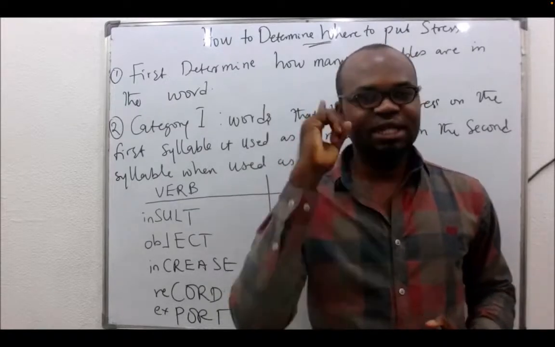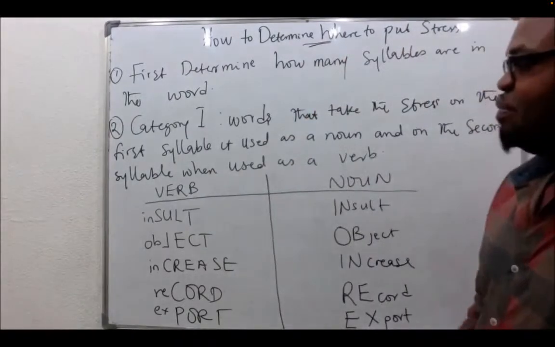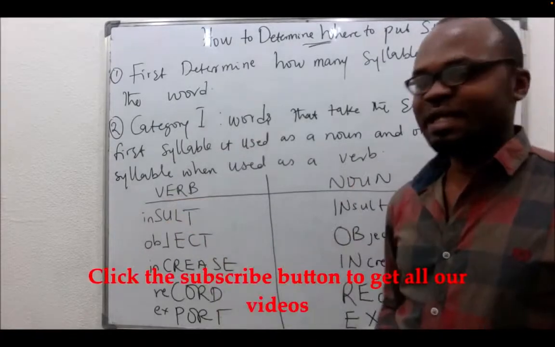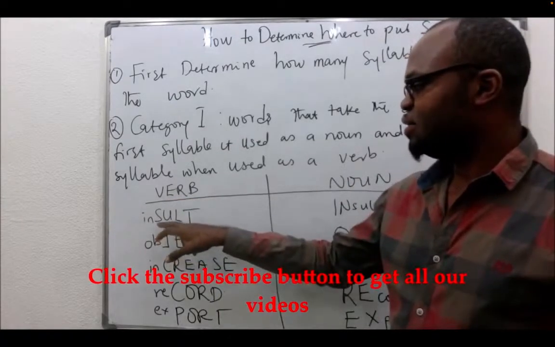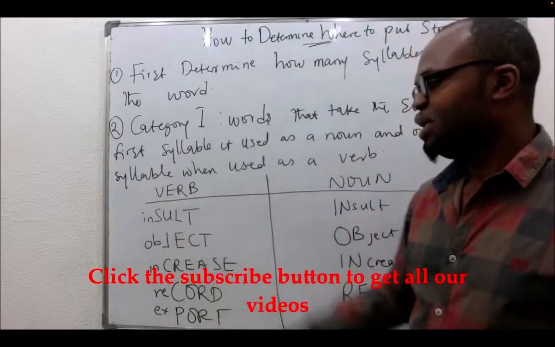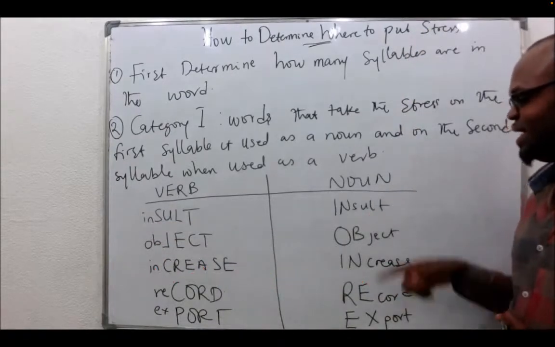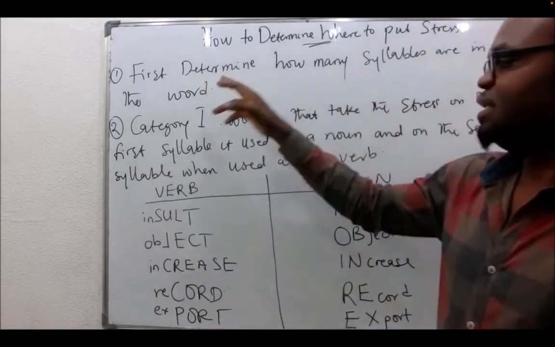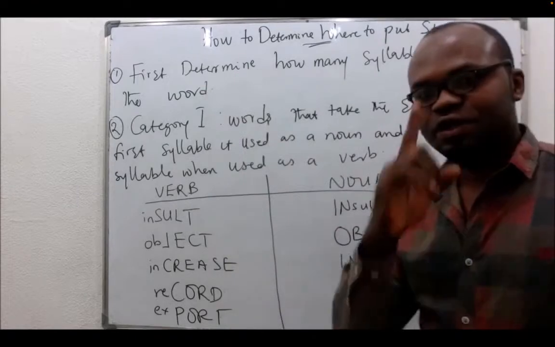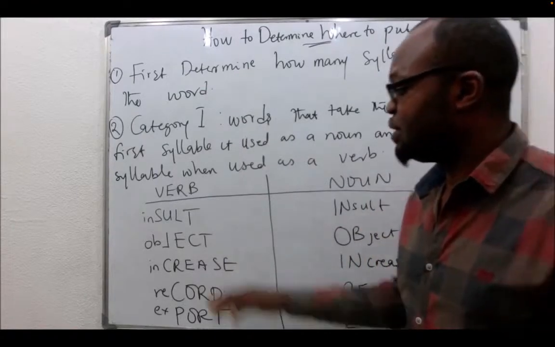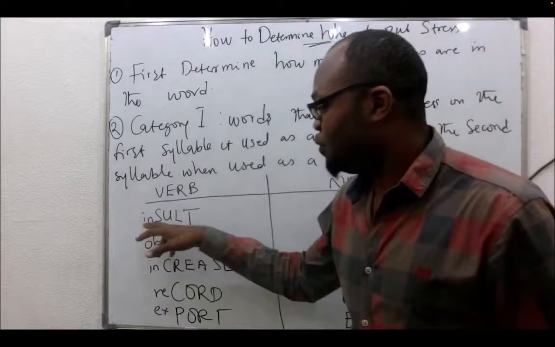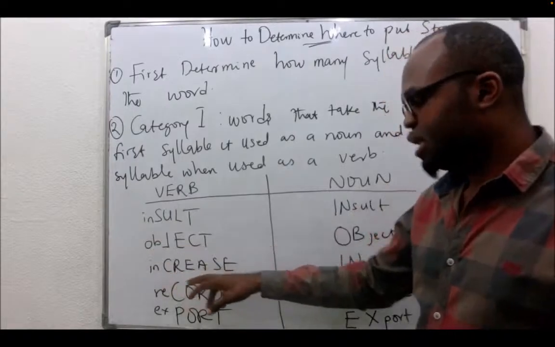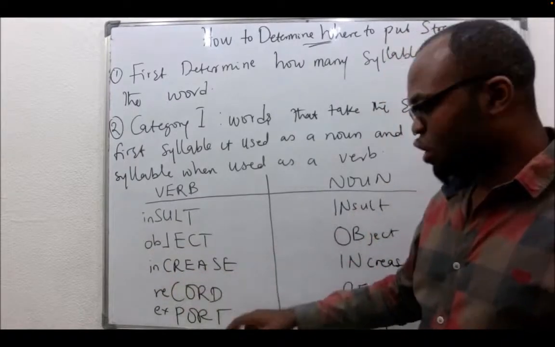Number one category here is that there are words that behave differently. When they come as verbs, you put the stress in the second syllable. But when they come as nouns, you put the stress in the first syllable. So first of all, determine how many syllables are in the word. All these words have two syllables. Why do they have two syllables? Because you produce them in two movements. You say insult, object, increase, record, export.